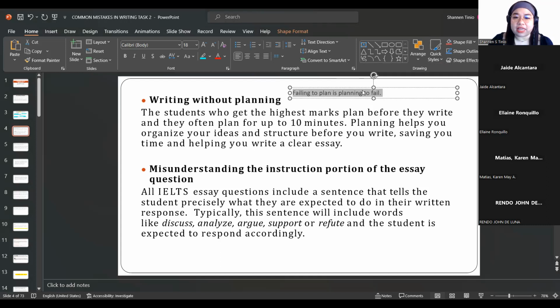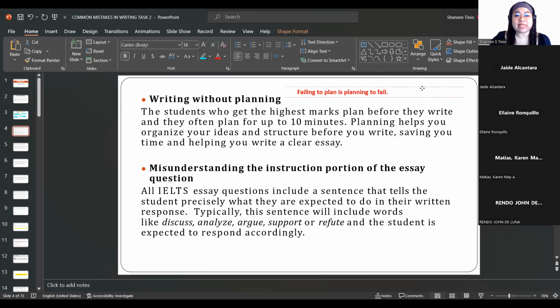Let's read it all together. Failing to plan is planning to fail. In other words, kung wala kang plano sa buhay, you are most likely to be stagnant. You are most likely not to succeed. You are most likely to fail. That's all because of lack of planning.